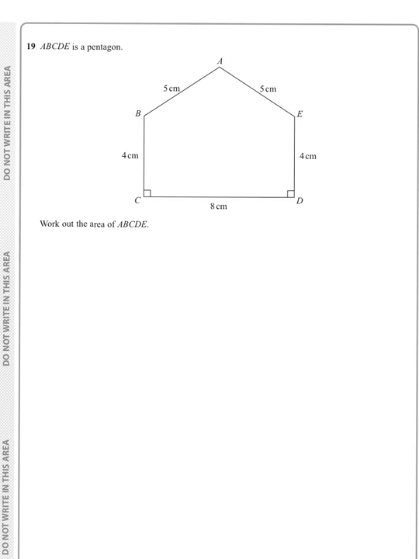It says ABCDE is a pentagon. It's an irregular one, it's not a regular one because not all the sides are the same. And it says work out the area of ABCDE. So when it says ABCDE, it just means A, B, C, D, E. Right, so let's have a look. I'd probably split it like you would into a triangle and a rectangle. So the area of this rectangle is 4 by 8, which is 32 centimetre squares.